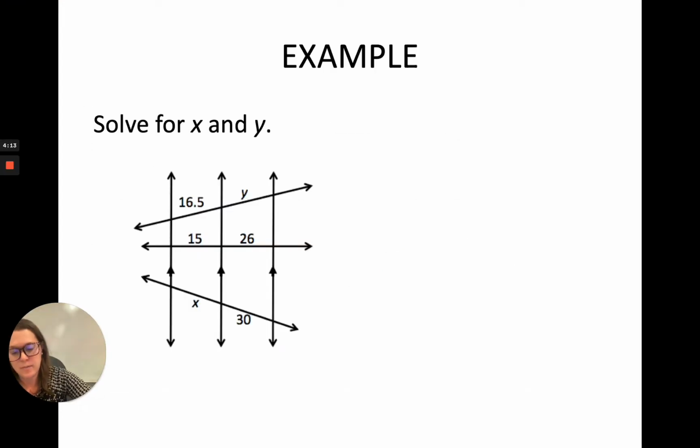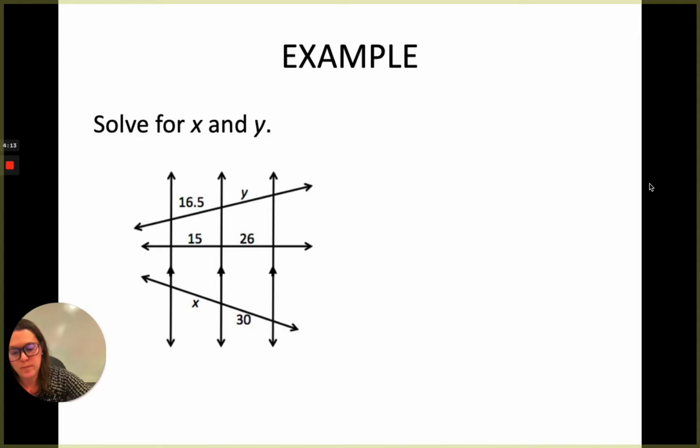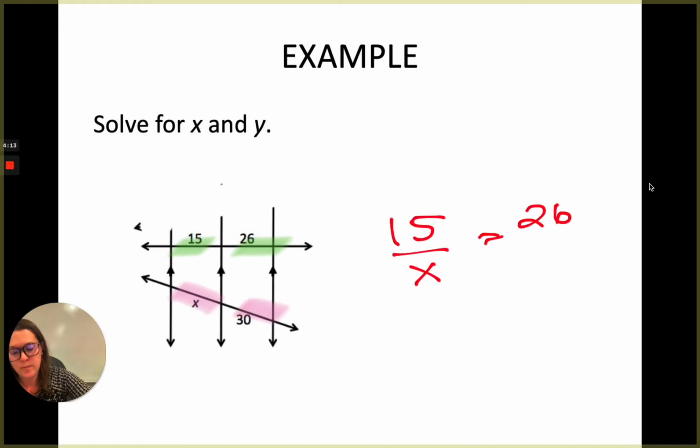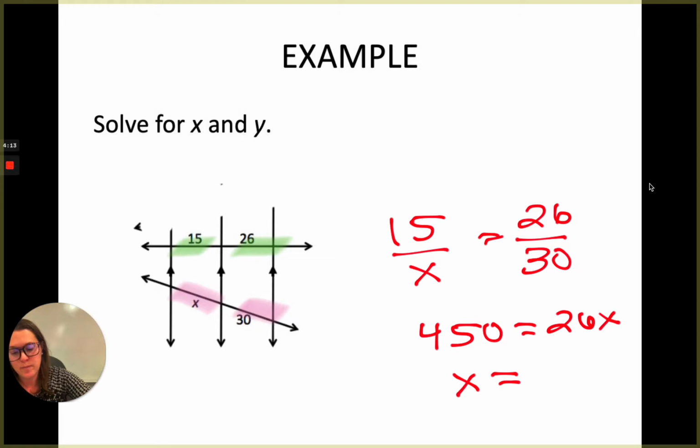So for this example, we need to solve for both x and y. To get our x first, I'm going to ignore this whole top half and write it as we see it. So here I have my greens on top, my pinks on the bottom, green over pink, green over pink. So 15 over x equals 26 over 30. 15 times 30 is 450. 26 times x is 26x. Divide that out, gets me x is equal to 17.